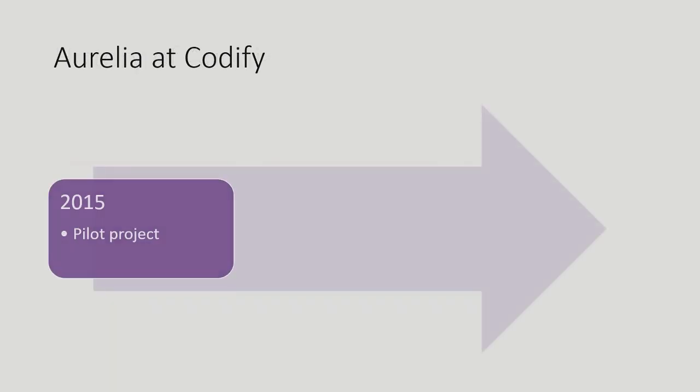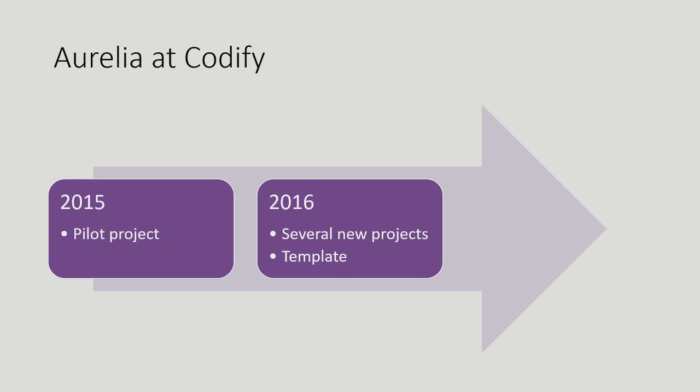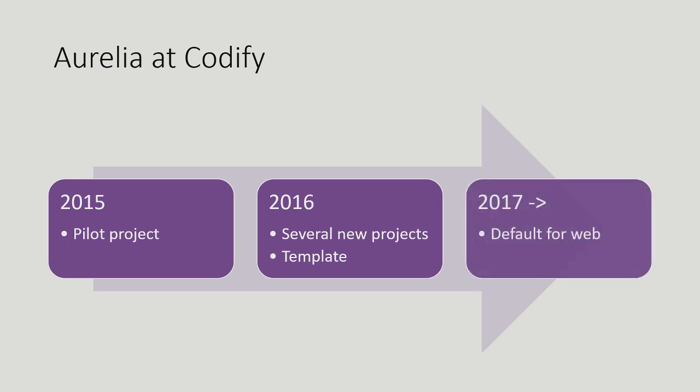Then at Codify, we started experimenting with Aurelia in 2015, so really in the early phase, about the same time that we started experimenting with .NET Core. So we had a pilot project in 2015, and then in 2016 we started several new projects and also started developing a template to make creating projects based on Aurelia easier. And in 2017, the template and Aurelia became the default option if you started new web projects. So desktop on the one side, and web moved towards Aurelia at that time.